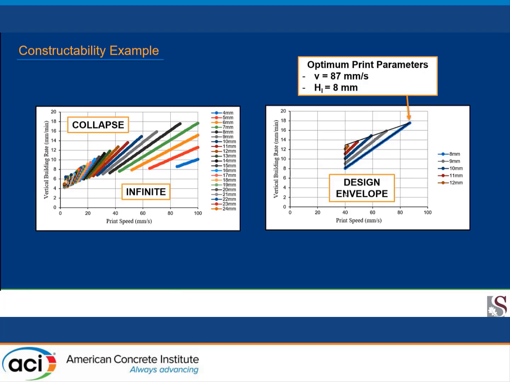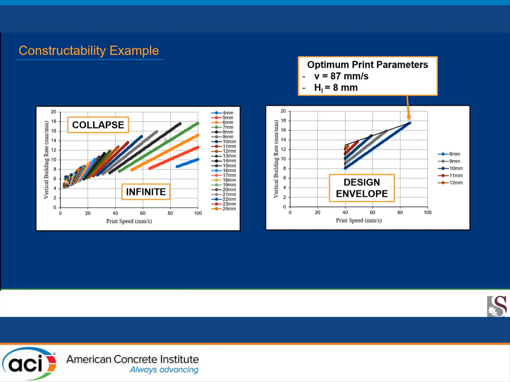So if you impose your design or domain constraints, say, your boundary conditions, we chose 40 mils per second and then also 100, and then 8 mils to 15, but 15 doesn't fit in here. So this is the only feasible combination of print parameters that we can use. So obviously in our case, we want to use the optimum or the fastest vertical building rate, which in this case was 87 mils per second and then the layer height of 8.